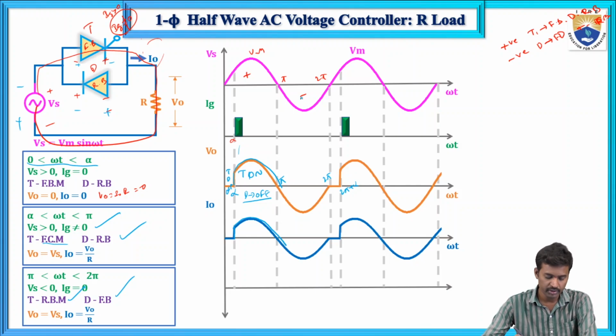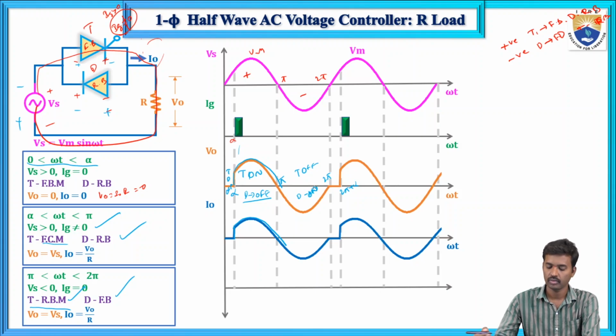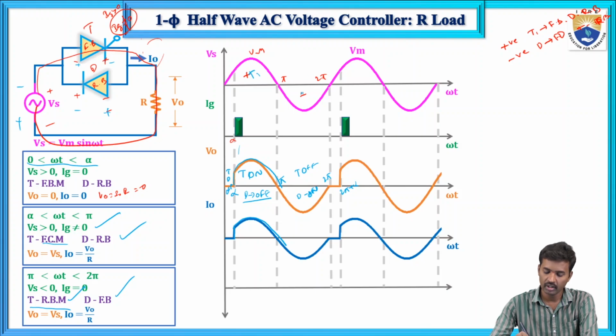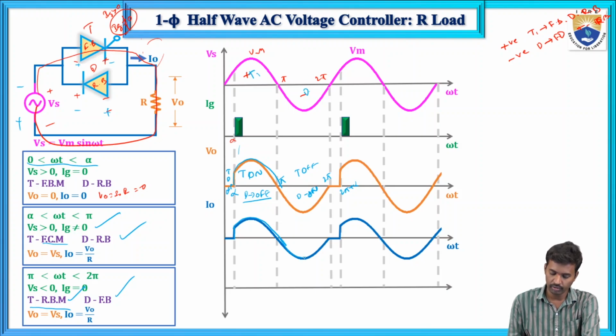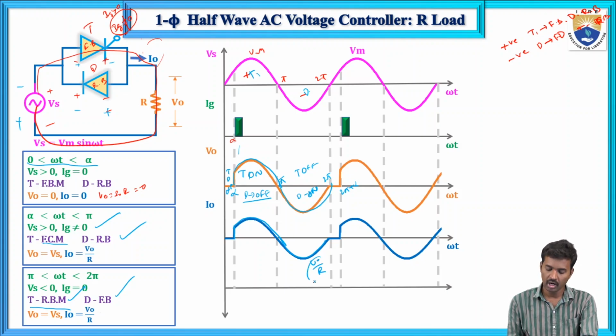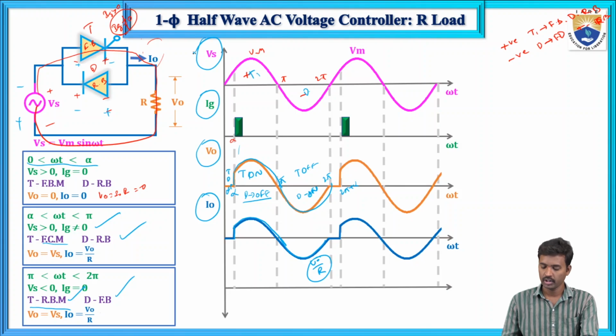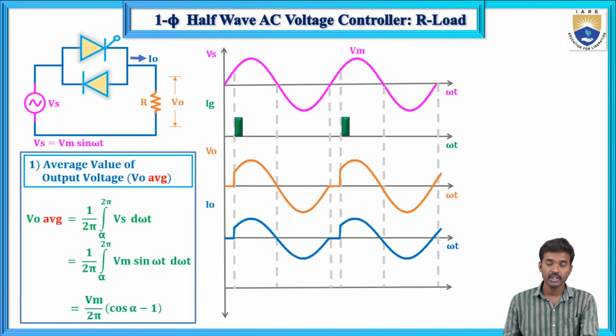During the negative half cycle, the thyristor is in reverse bias, reverse blocking mode, so T is off and the diode is on. The diode is in forward bias. So it will follow the supply voltage, and the current is V naught by R. This is the output current, this is the output voltage, this is the gate pulse, and this one is the supply voltage.